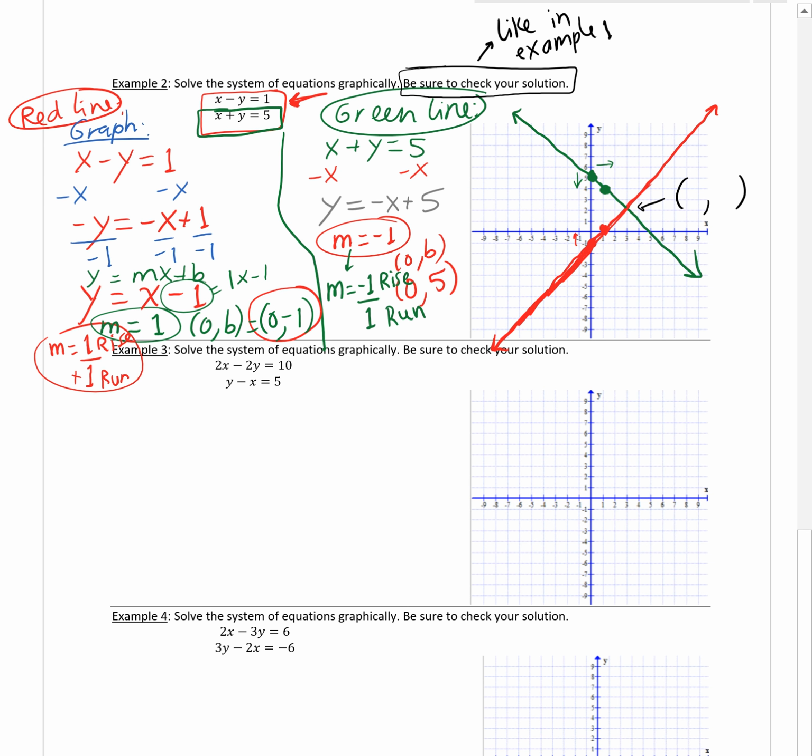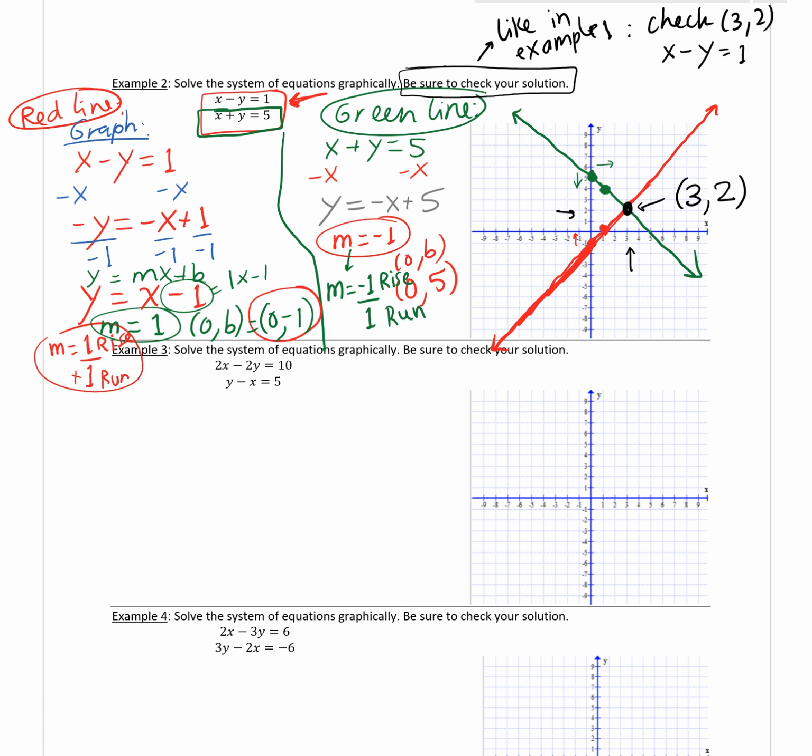And I'll talk about that more, but let's see, where does it look like that intersection point is? Well, it looks like it's right above 3 on the x-axis, and it's directly to the right of positive 2 on the y-axis. So I think that's the solution. And then if you want to check it, check this point, (3, 2). You'd have to do like we did in example 1, where you substitute those values in here. The first equation, the red line, was x minus y equals 1.